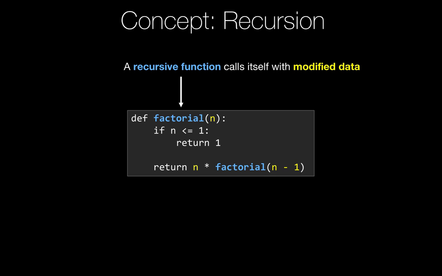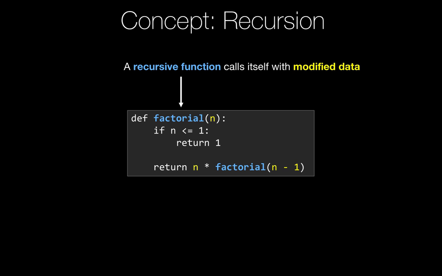Here's a mathematical computation that is defined iteratively, and that makes it very natural to define it as a recursive function. The factorial of a number n is just n times the factorial of the smaller number until you get down to a predefined number that has a factorial known, and where the factorial of 1 is defined to be 1. We're taking this function factorial and we're calling it again within itself with slightly different parameters.